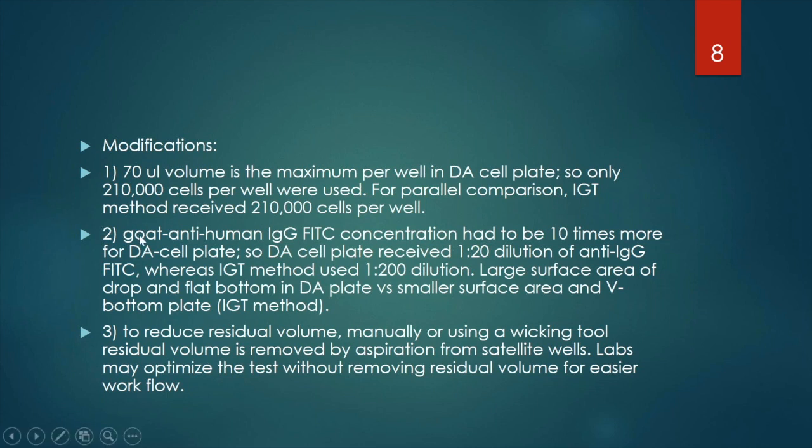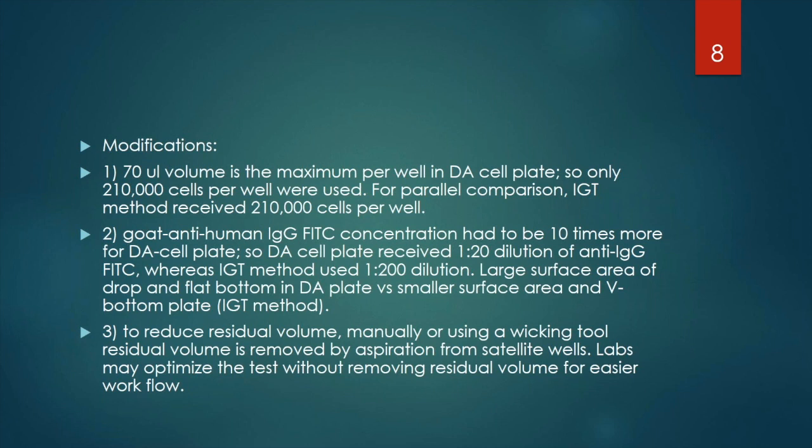And there is a residual volume of 15 to 20 microliters in the well after your washes are done. When you see, there's still 15 to 20 microliters equally in all the wells of the plate. To reduce residual volume manually or using a wicking tool, residual volume can be removed by aspiration from satellite wells. Labs may optimize the test without removing the residual volume for easier workflow.